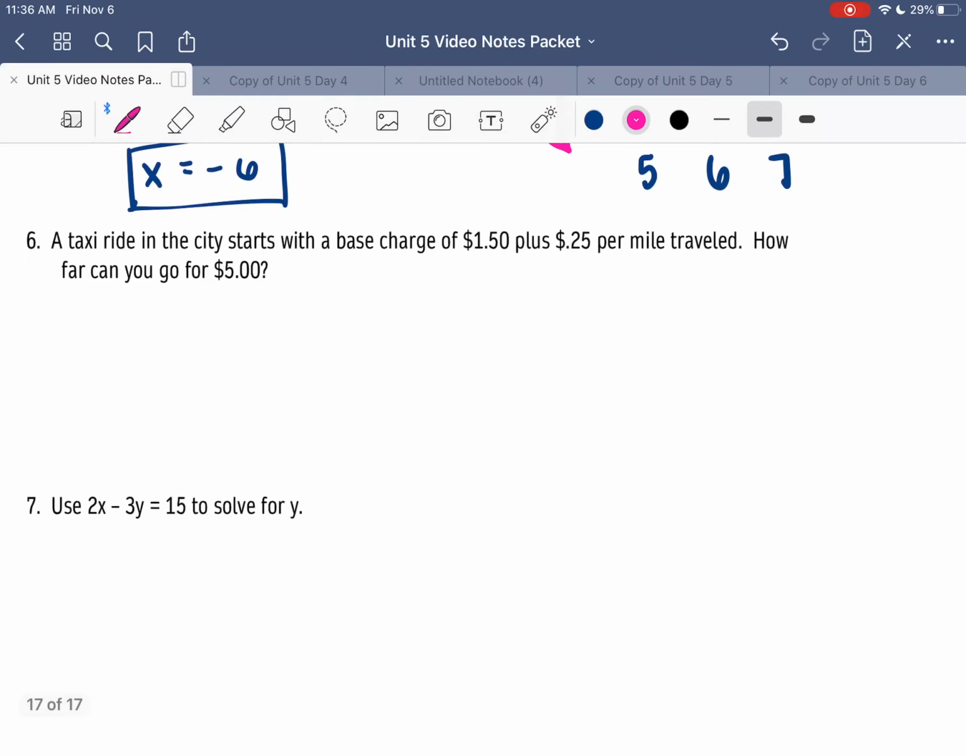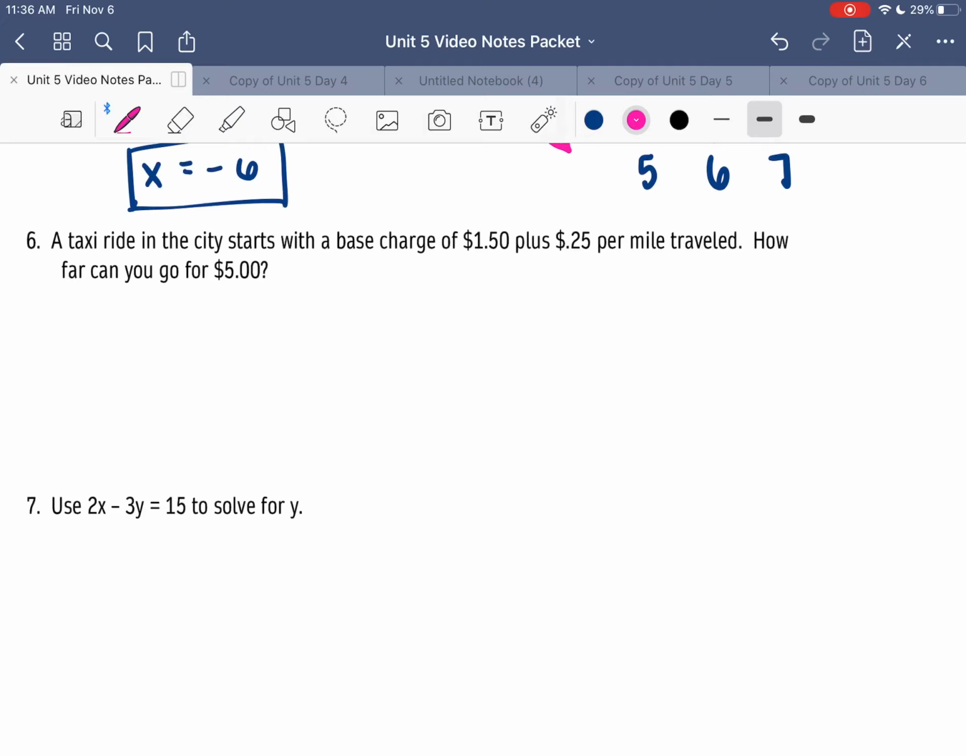All right, we've got a word problem in number 6. Number 6 says, a taxi ride in the city starts with a base charge of $1.50 plus 25 cents per mile traveled. How far can you go for $5? So, I'd say there's kind of two ways you can interpret this problem. Do we definitely want to spend exactly $5? Or are we interested in how far we could get if we were willing to spend up to $5? So I'm going to make a couple notes here.